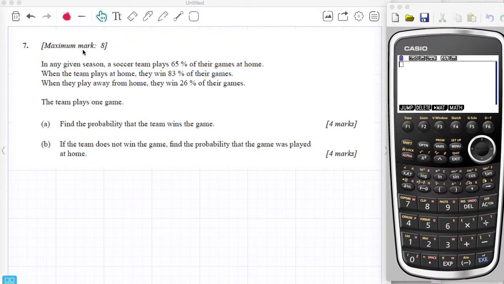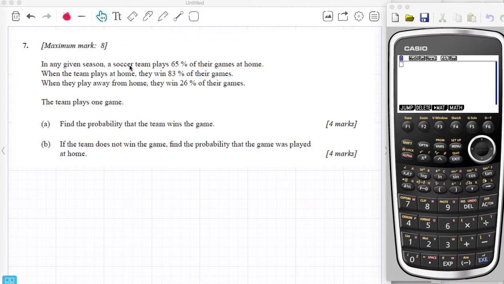Okay, we've got the end of section A with a calculator question here. It's about probability and is worth 8 marks, 4 marks for each part. So if you want to pause the video now, I'll do the solution when you unpause it.